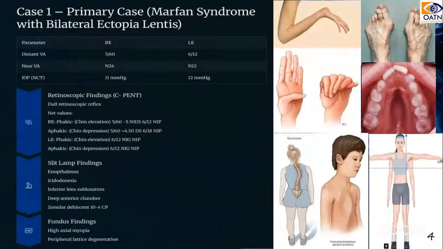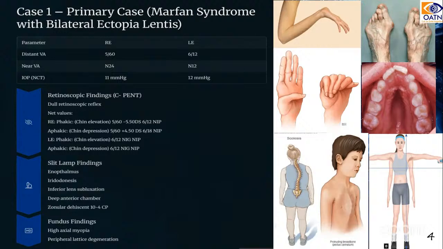Visual acuity was significantly reduced, with the right eye at 5/60 and the left at 6/12. Near visual acuity was N24 in the right eye and N12 in the left eye. Streak retinoscopy with cycloplegic refraction was performed separately for the phakic and aphakic zones, revealing a fluctuating refractive error due to lens subluxation. It showed a dull reflex and revealed a phakic myopic shift with an aphakic hyperopic correction. Accommodative function was impaired due to zonular instability, contributing to poor near vision and reduced amplitude of accommodation.